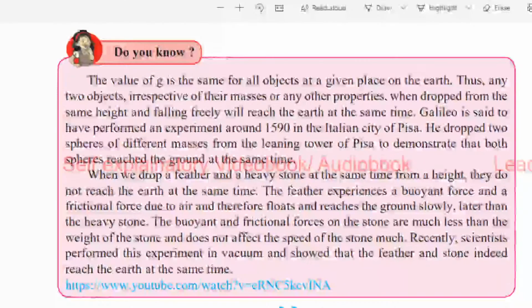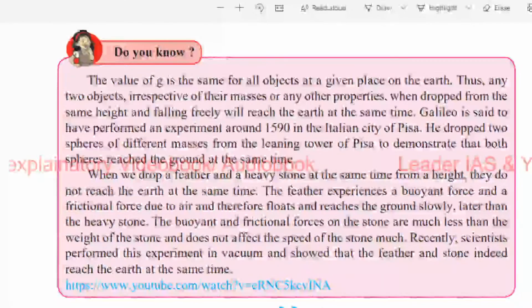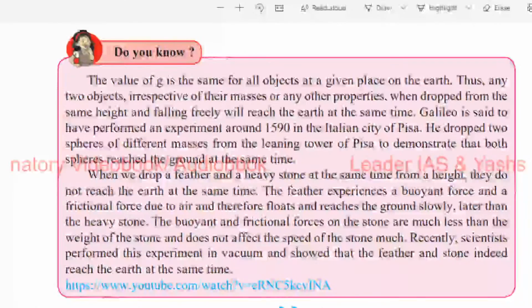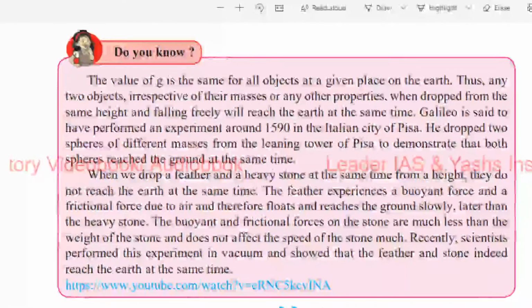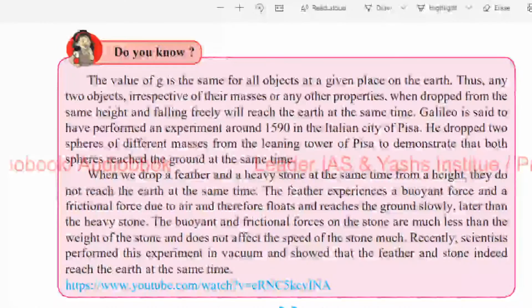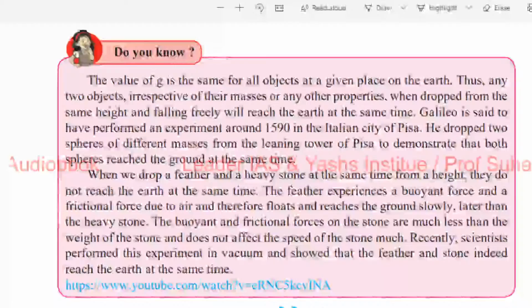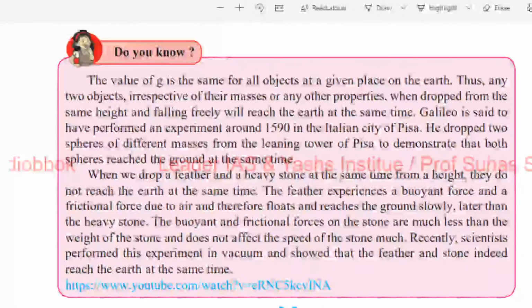When we drop a feather and a heavy stone at the same time from a height, they do not reach the earth at the same time. The feather experiences a buoyant force and a frictional force due to air and therefore floats and reaches the ground slowly, later than the heavy stone. The buoyant and frictional forces on the stone are much less than the weight of the stone and do not affect the speed of the stone much. Recently, scientists performed this experiment in a vacuum and showed that the feather and the stone indeed reach the earth at the same time.